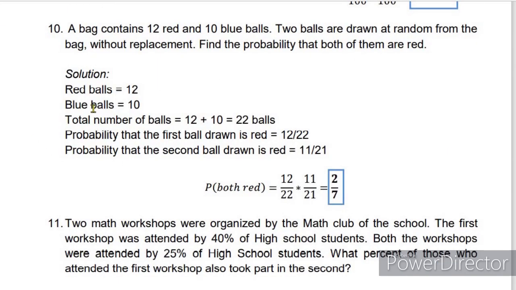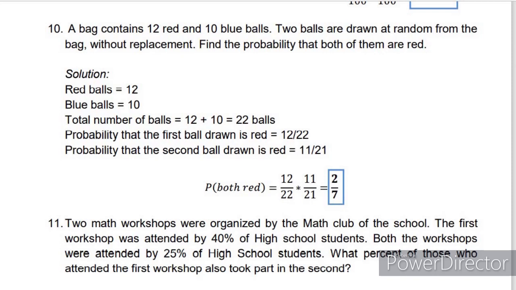Next, number 10. A bag contains 12 red and 10 blue balls. Two balls are drawn at random from the bag without replacement. Find the probability that both of them are red. So solution. The total of red balls is 12 while blue balls is 10. The total number of balls is, so we will just add them, 12 plus 10 is equal to 22 balls.